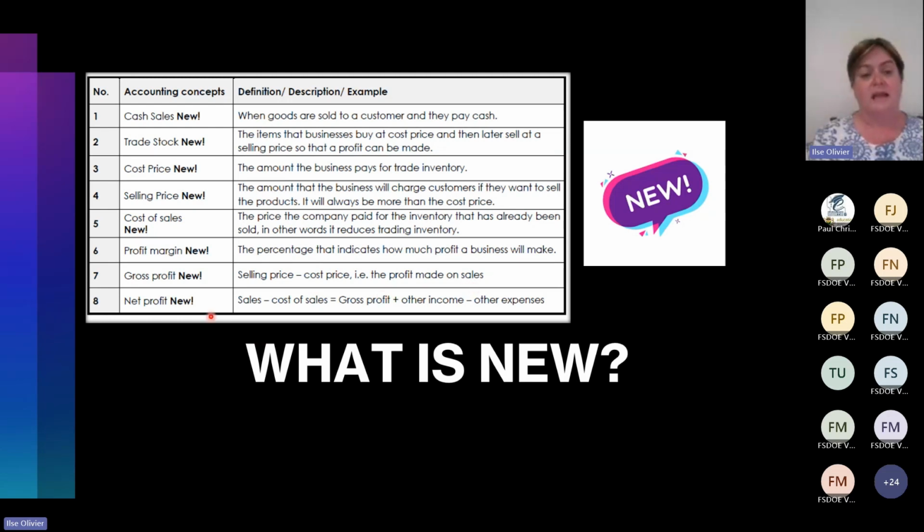And at the end of the year, we will calculate our net profit. That will be sales minus cost of sales. That equals your gross profit. And then we will add our other income and minus our other expenses. And then we will know what the business profit was.